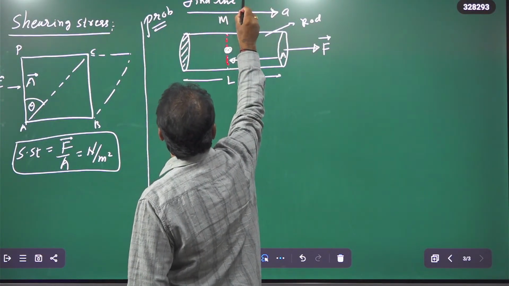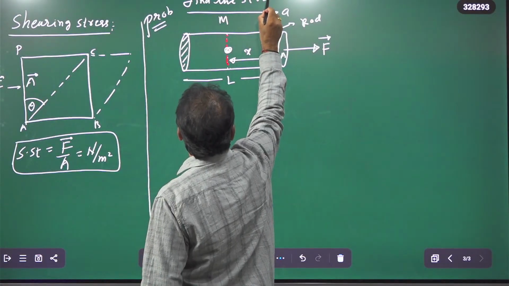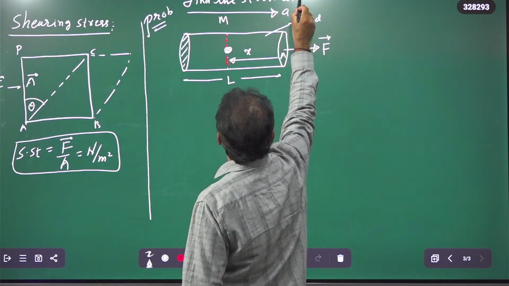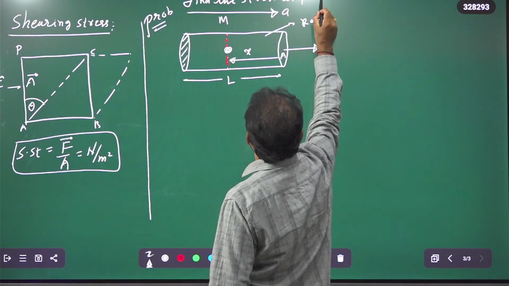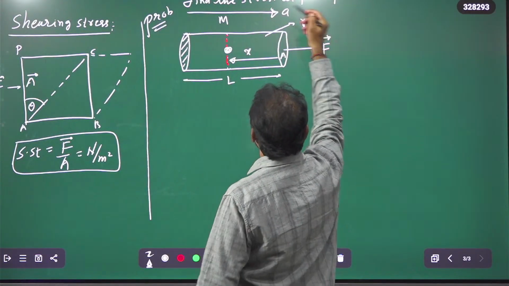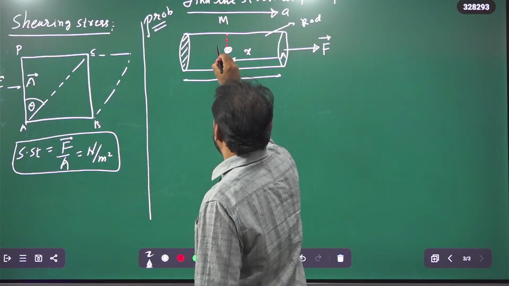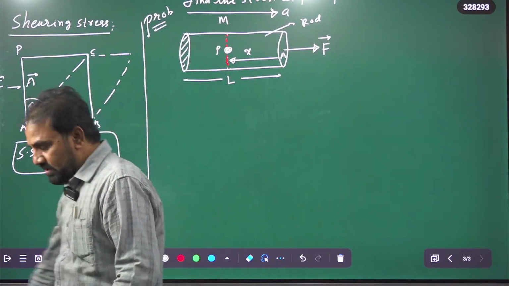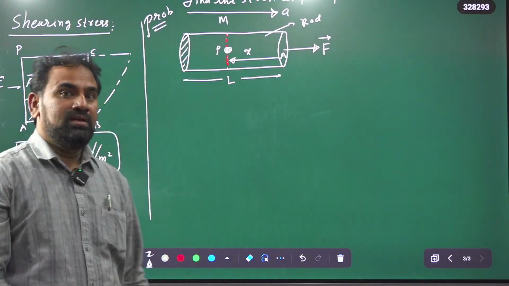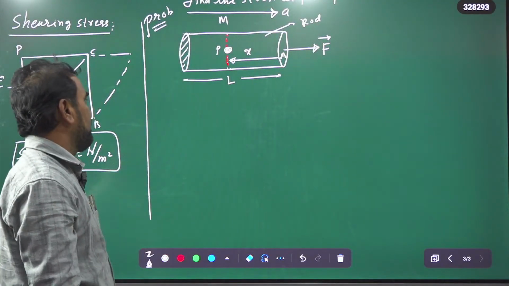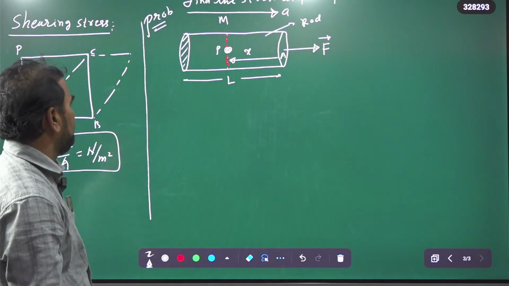Find the stress at point P. At point P, as I showed in the figure, let's take this point P. At point P, we have to calculate how much stress would be acting there. How can we calculate it? See here.